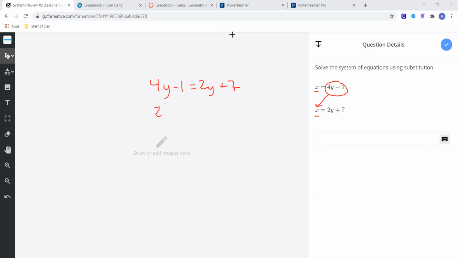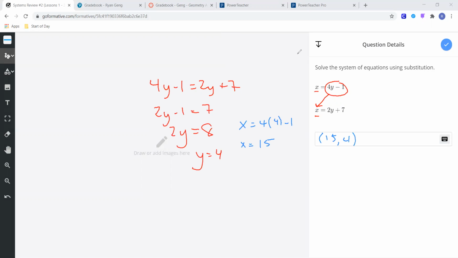Subtract 2y, you get 2y minus 1 equals 7. Add 1, you get 2y equals 8. You get y equals 4. Not done. I've got to put that 4 back in for y to get the x value. So x equals 4 times 4 minus 1. So x equals 16 minus 1, which is 15. So 15 is my x value, 4 is my y value.